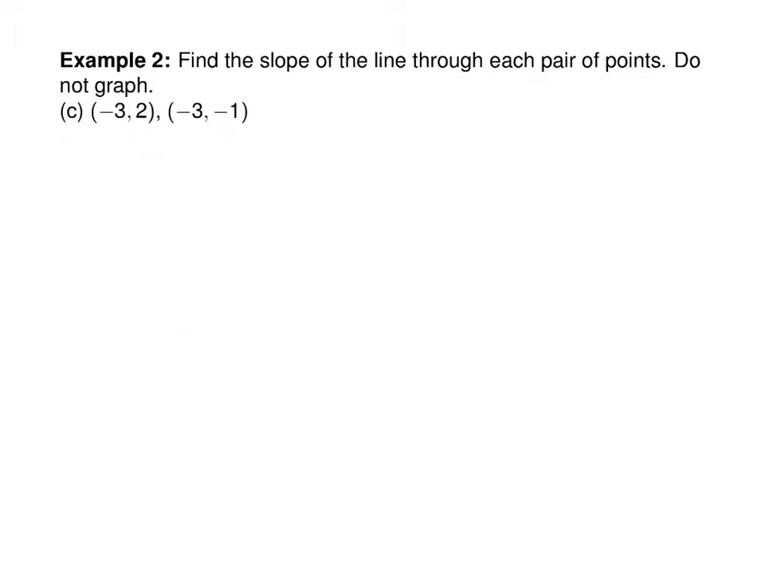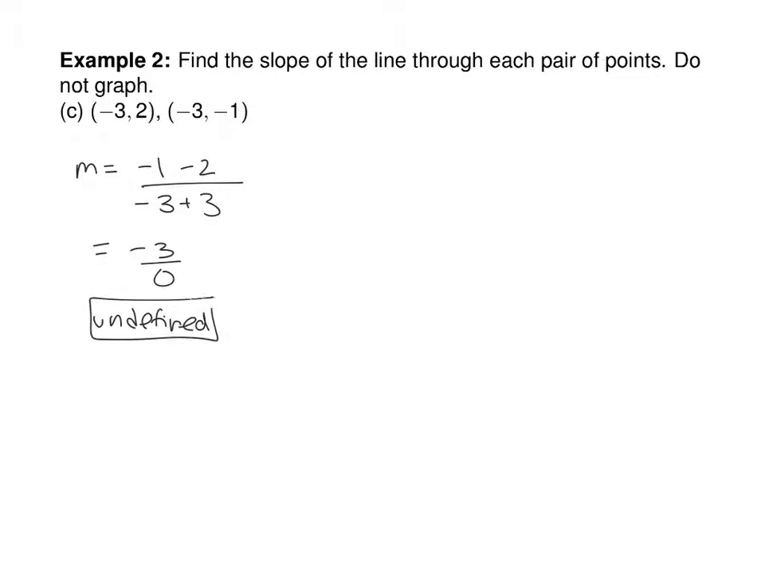Okay, how about this one? So you got negative 1 minus 2, right? Over negative 3, it'd be plus or minus 3? Plus. So you get negative 3 over 0, and what's that one? Undefined. Which means if you were to graph it, you would get a vertical line, right? Okay. Awesome.